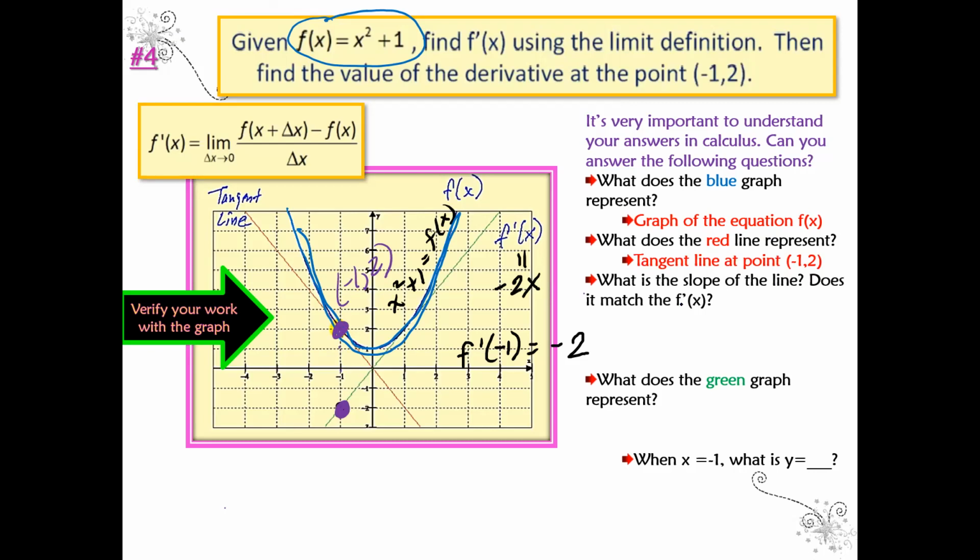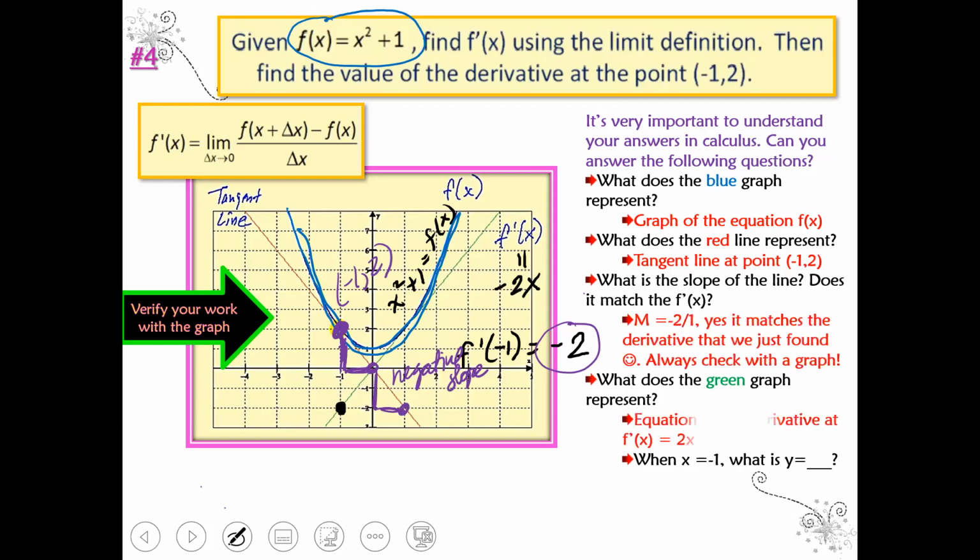Well, this is definitely a negative slope on this red line. And remember, your slope is supposed to be a -2. So is this one going down 2 over 1? Yes, it is. Down 2 over 1? Yes, it is. What does a green line represent?